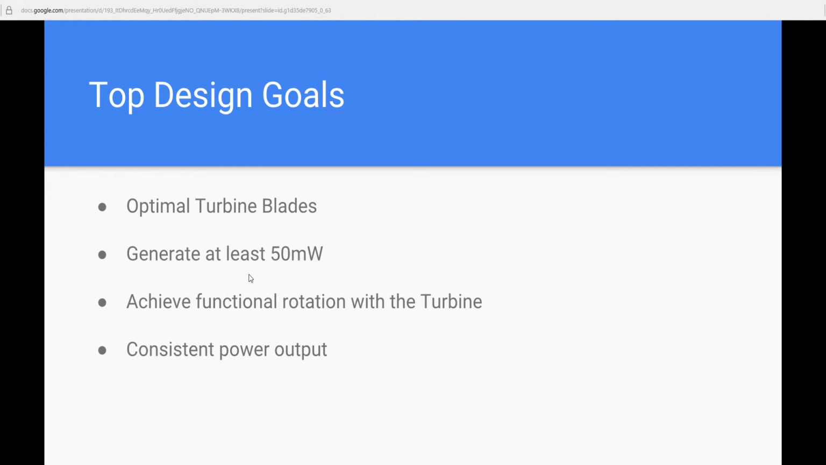Top design goals, we want to make optimal turbine blades. So we want to make our tower spin efficiently. And we want to at least generate 50 milliwatts and have a functional rotation of our turbine. Also consistent power output since we'll have a consistent wind source. And what we mean by optimize is we want to create the least amount of friction possible, so we're not wasting any energy.